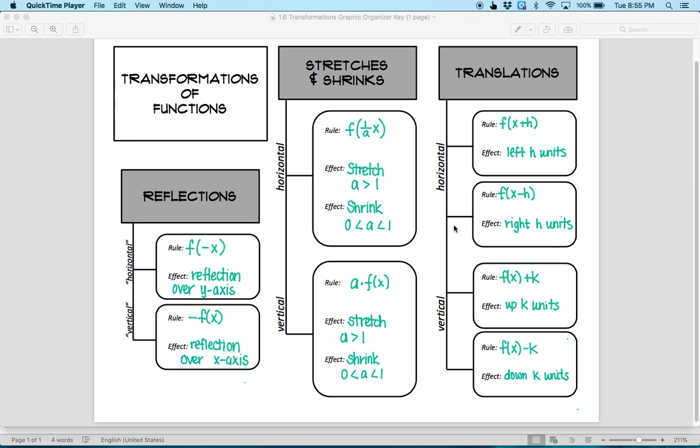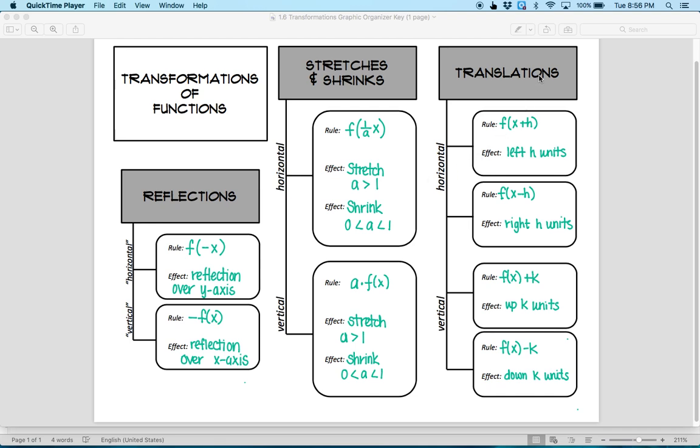Horizontal is always the weird one. So you have to do some extra stuff with stretches, shrinks, and translations when it comes to the horizontal ones. Vertical are always perfect. They do exactly what you think they're going to do. But when it comes to stretches and shrinks, your stretch factor always has to be the reciprocal if it's horizontal. So let's say you want to do a horizontal stretch by 2. In the equation, you're going to see 1/2. Like if it was 2/3, you're going to see 3/2 in the equation.